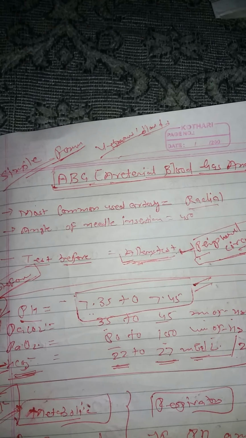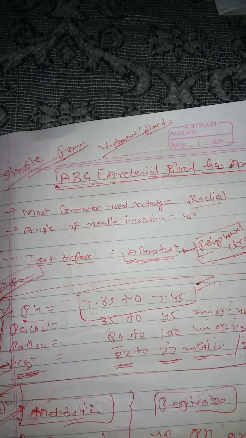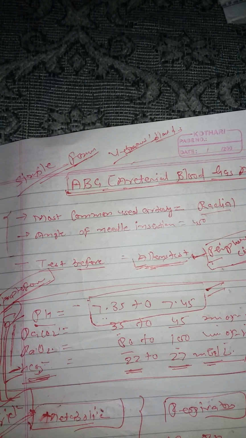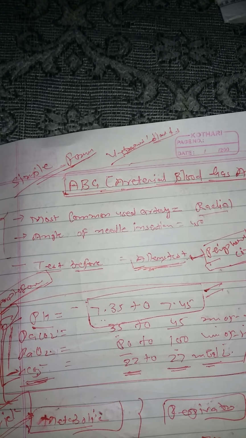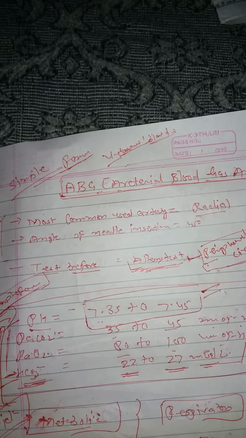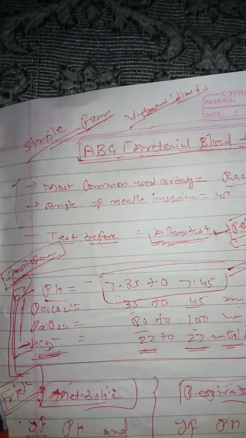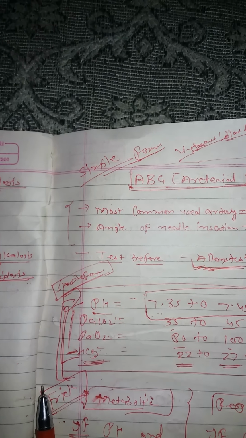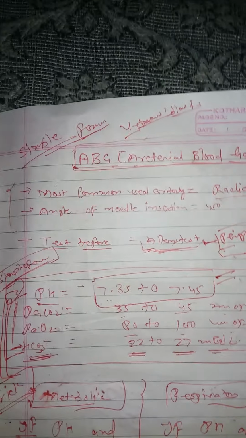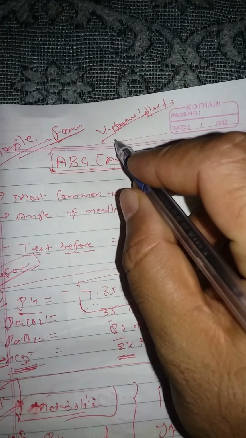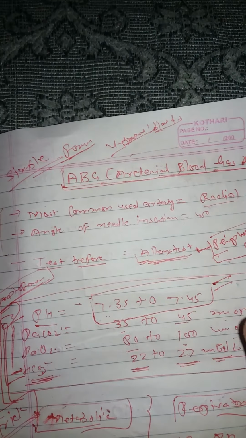Today we will discuss how to interpret ABG analysis. The name is arterial blood gas analysis. Today we will understand the trick to interpret the ABG analysis. The name itself says we draw blood from the artery. If we draw blood from the vein, it is called venous blood gas analysis.